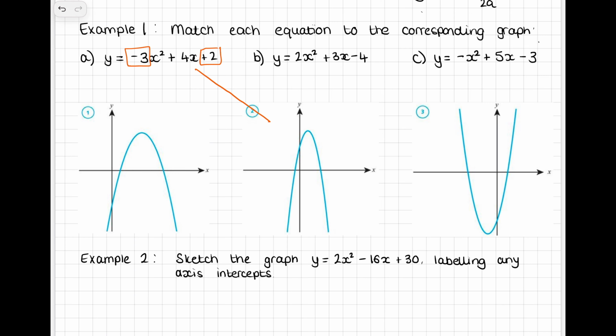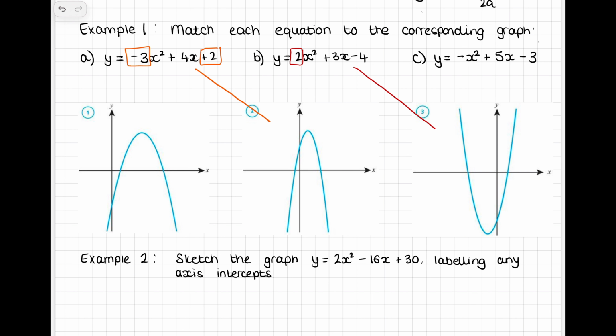Second equation, B, so we've got y equals 2x squared plus 3x minus 4. Now, it is a positive a value of 2, which means it's a happy face parabola, so straight away we can tell that that would be graph 3. And now obviously that just leaves us with C being graph 1.